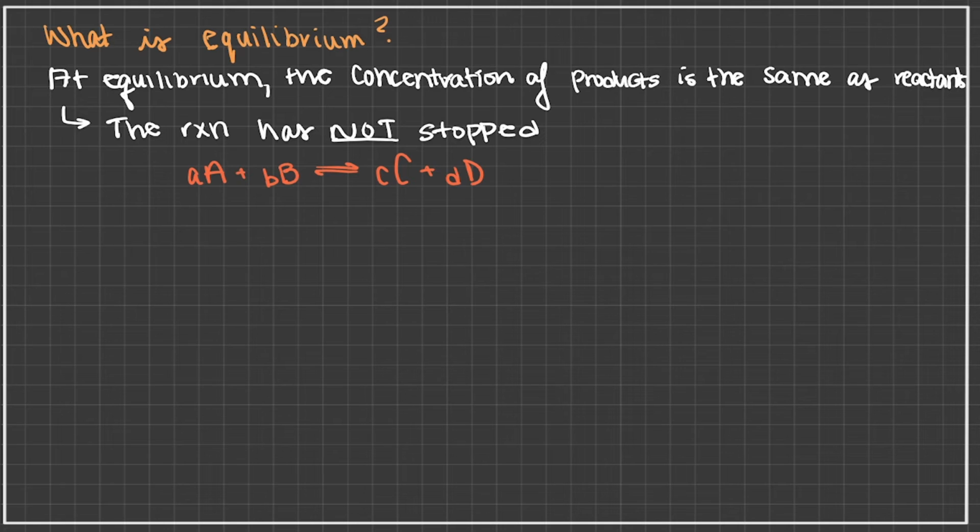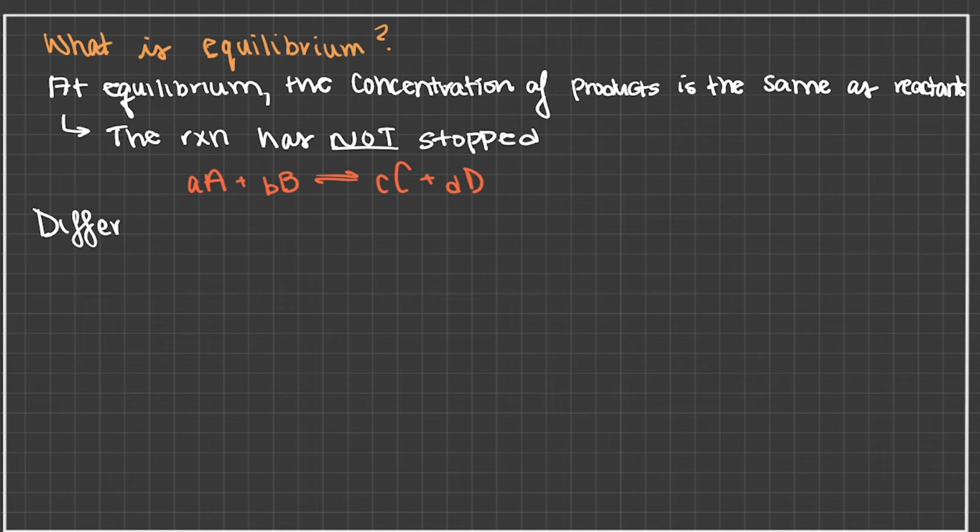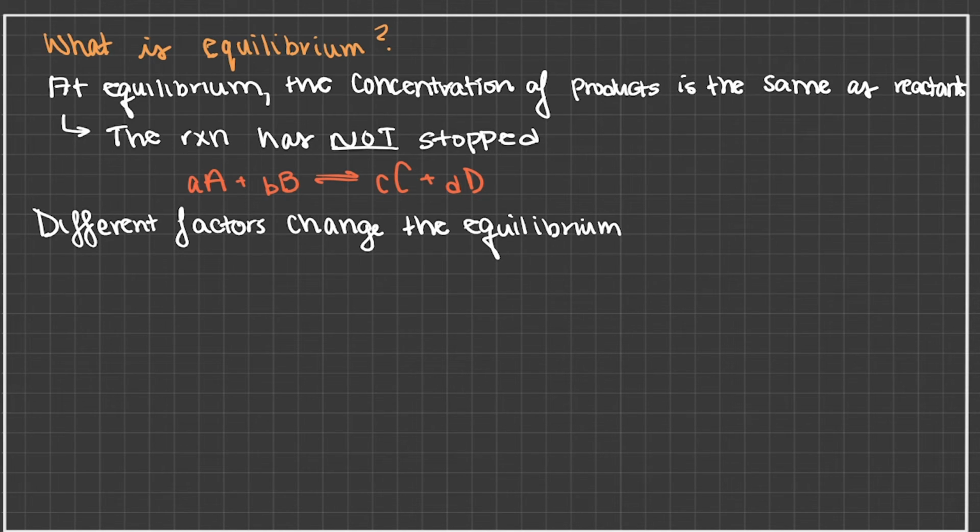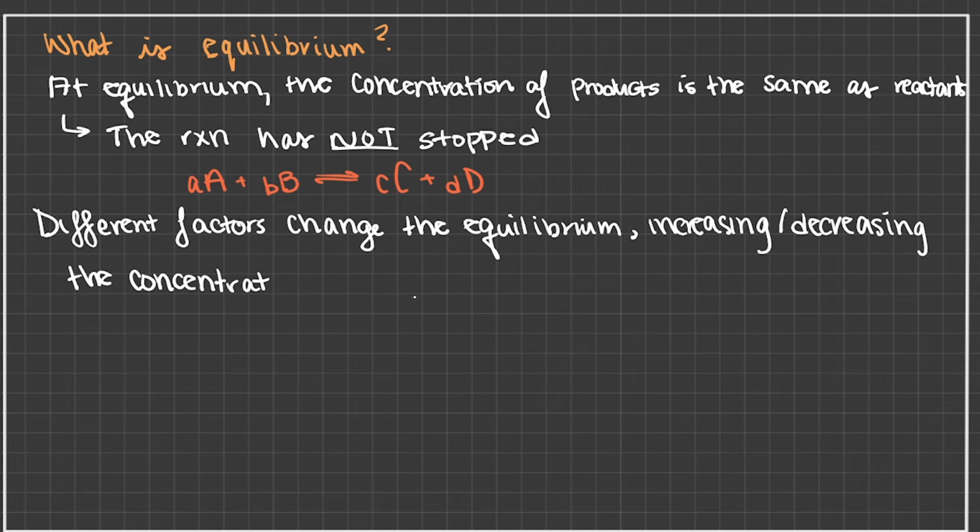As you can see on the screen, A and B are our reactants, and C and D are our products. The reaction is occurring simultaneously at the same rate to ensure that both sides are at the same concentration. Now, different factors can change our equilibrium, increasing and decreasing our concentrations on both sides. This favorability can actually be measured by our equilibrium constant.